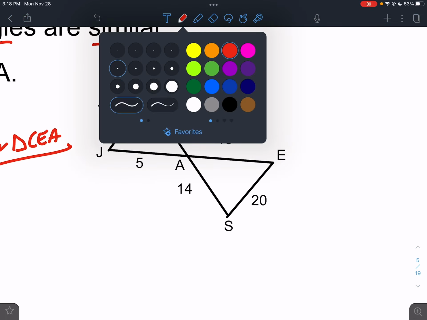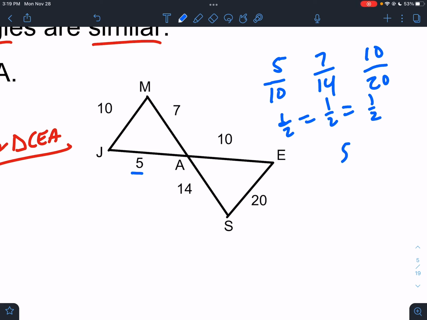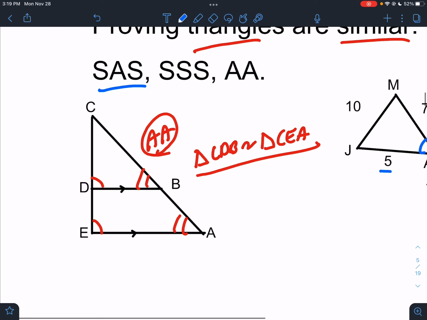Over here, side lengths. Now remember, sides are not equal. Sides are proportional. So like what would the 5 go with? 5 is the smallest side. It has to go with the smallest side, 10. 7 is in the middle, has to go with 14 in the middle. And then 10 is the biggest, has to go with 20 the biggest. All of these reduce to 1/2. So we could say SSS, side, side, side. The S means that they're all the same ratio. Remember that the sides have to be proportional. We also could have used SAS because we have vertical angles. So either one of those we could have used on this one.